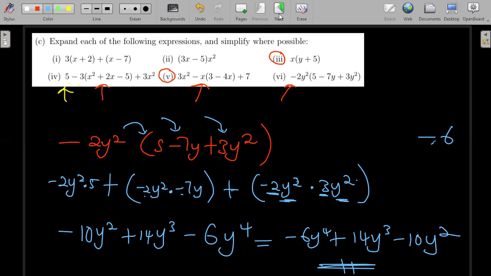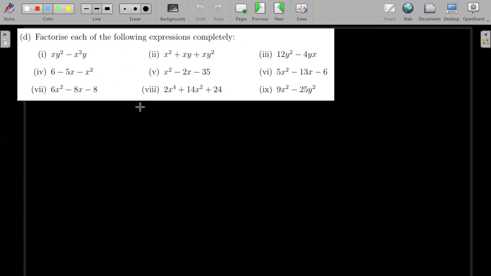All right, let's move to D. So D here, we're just factorizing. They're saying factorize each of the following expressions completely. Factorizing depends on what you've been given, the method that you are going to use to actually factorize.